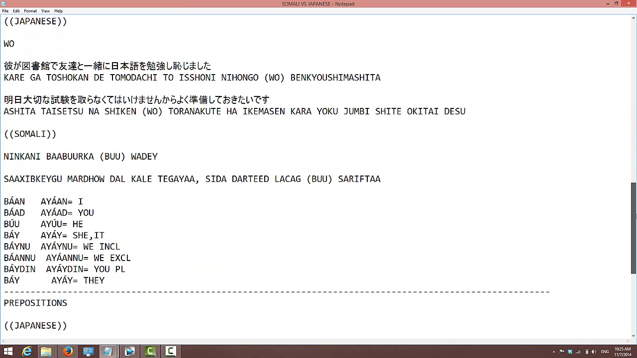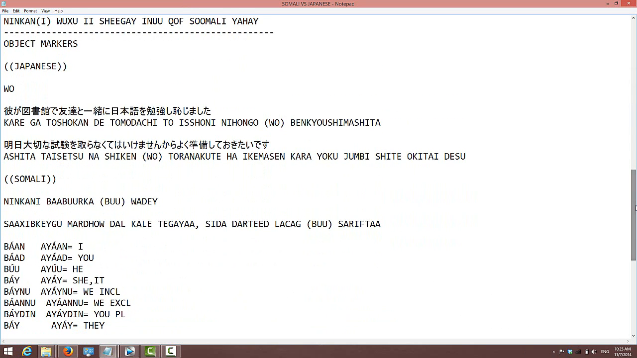Moving on. We're almost done here. Object markers, okay? Something else that is unique for us native English speakers or any European language, they don't have these markers like this. This is very unique. Another concept that takes time to get used to. So let's look at it.